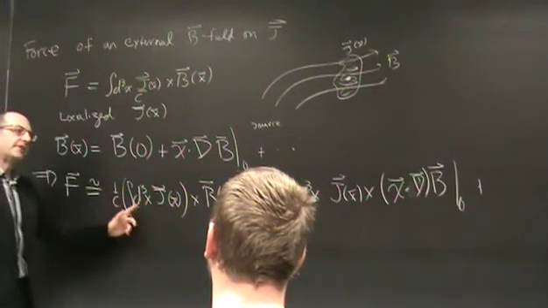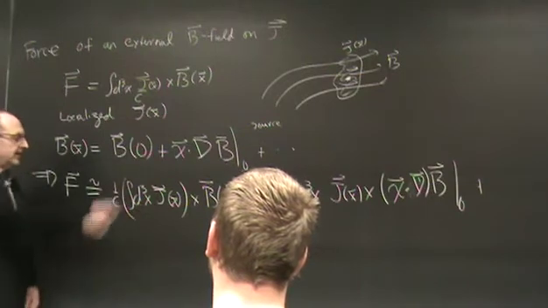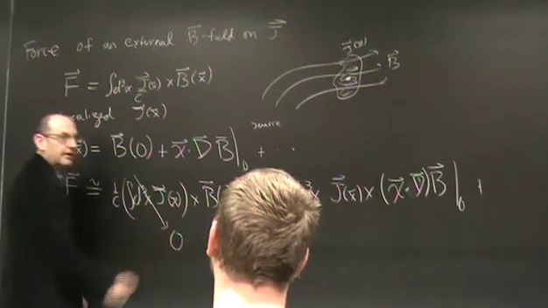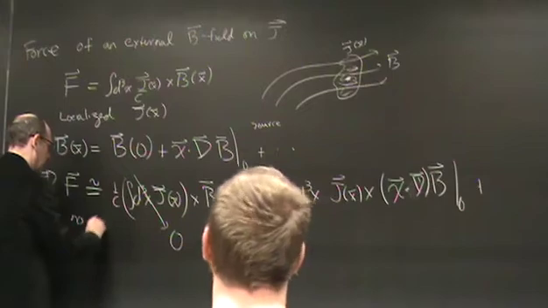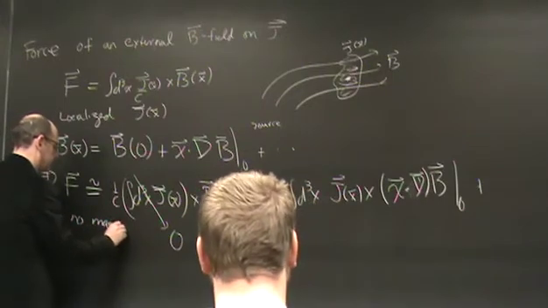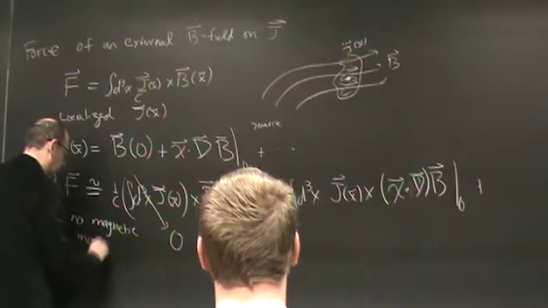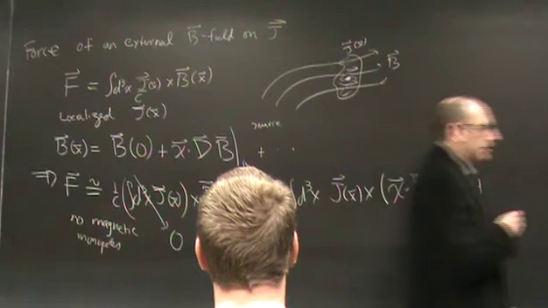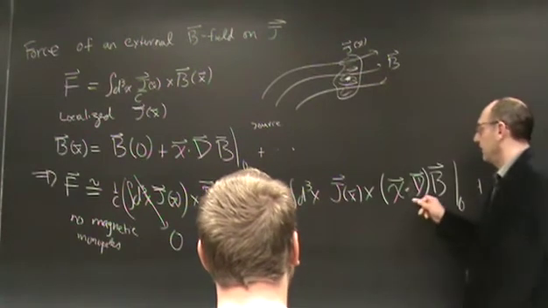What we showed last time is that if I have a localized charge distribution, a localized current, all the current loops close in on themselves, and this is 0. That's the effect of no magnetic monopoles arising from current. So the first dominant term here is this.